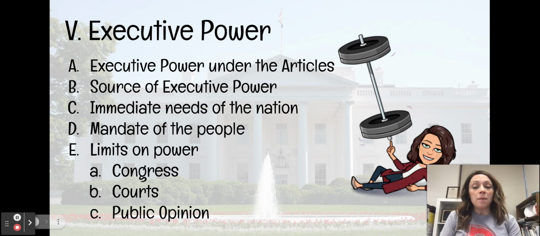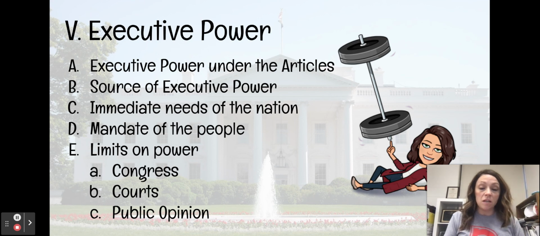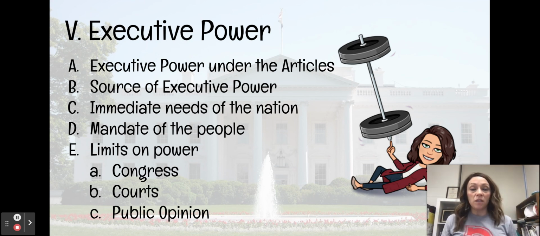They're also limited by public opinion. So if the president makes a decision or has a specific policy and people aren't happy about it, right, they're going to probably write to their congressperson or their senator, or maybe they're going to somehow communicate their dislike of that policy to the president. And if enough people say, hey, I don't like what you're doing, then the president probably shouldn't be doing that, right? Because we, the people, are the ones that give him his job.